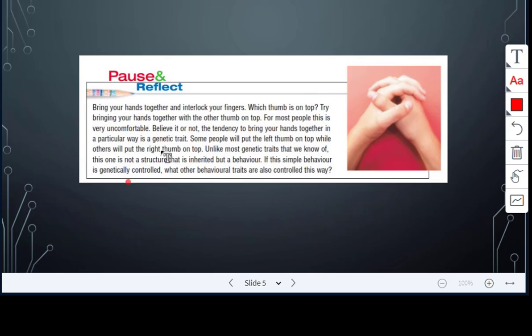It says here that unlike most genetic traits that we know of, this one is not a structure that is inherited, but it is a behavior. So the question here is, if this simple type of behavior is genetically controlled, what other behavioral traits are also controlled this way?